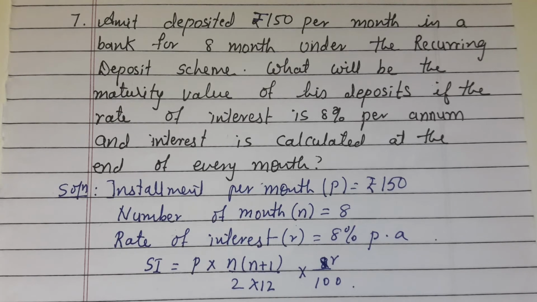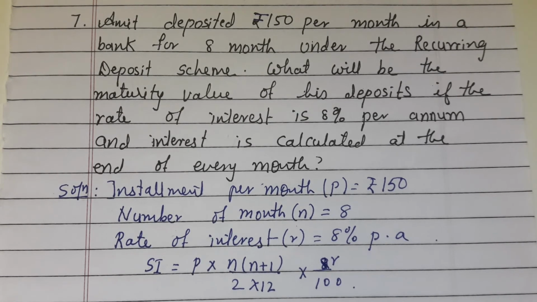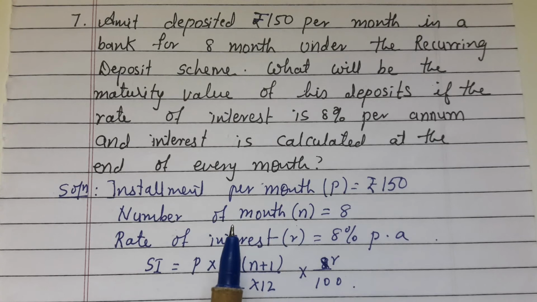Sum number 7. Amit deposited rupees 150 per month in a bank for 8 months under the recurring deposit scheme. What will be the maturity value if the rate of interest is 8% per annum and interest is calculated at the end of every month? Installment per month P is rupees 150. Number of months n is 8. Rate of interest 8% per annum.